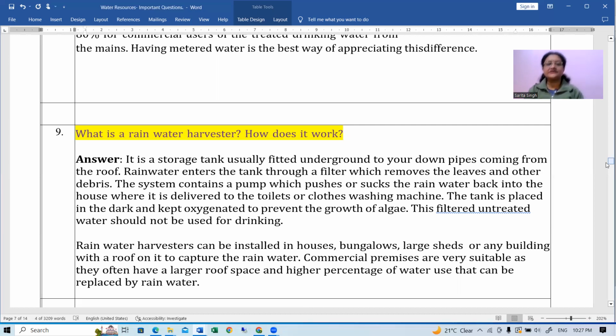Then, rainwater harvesters can be installed in houses, in bungalows, large sheds, or any building with a roof on it to capture the rainwater. So, commercial premises are very suitable as they often have a larger roof and a higher percentage of water use that can be replaced by the rainwater.